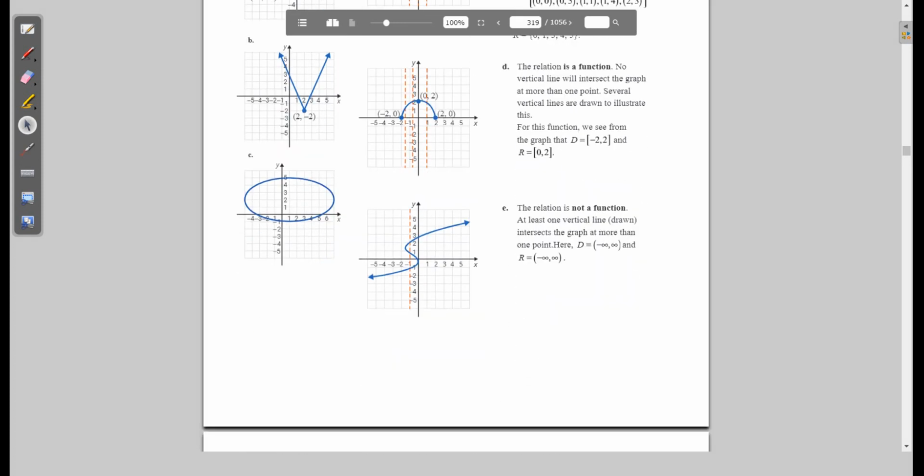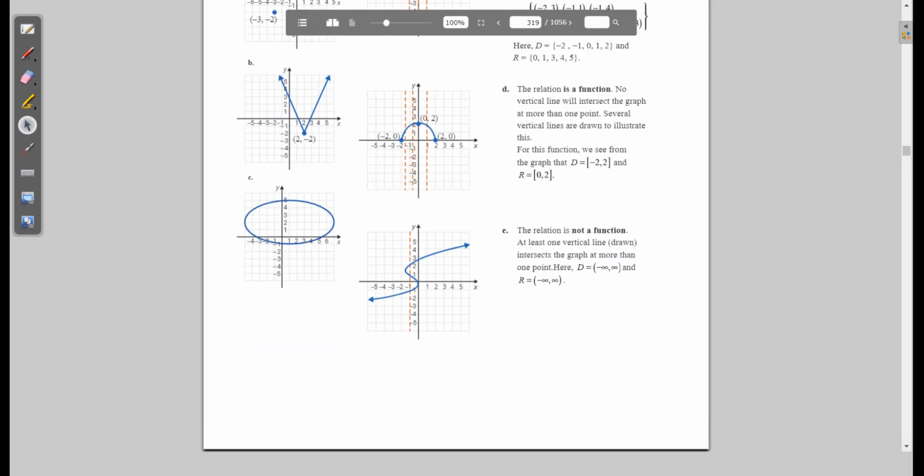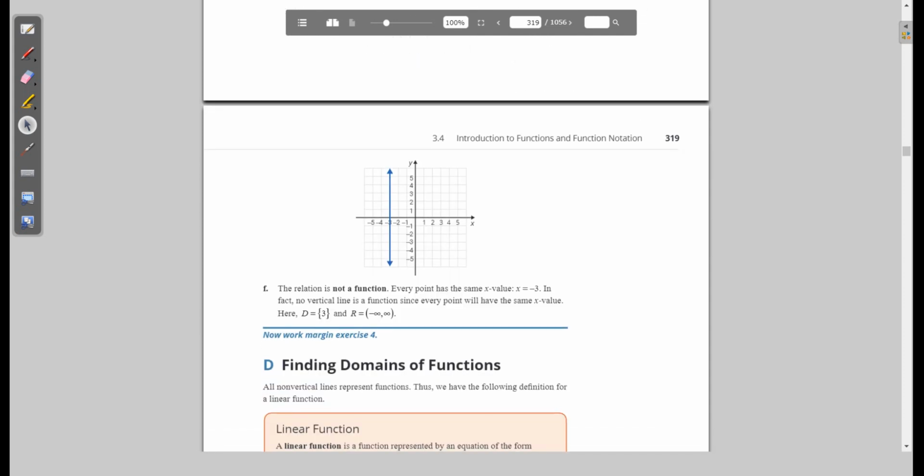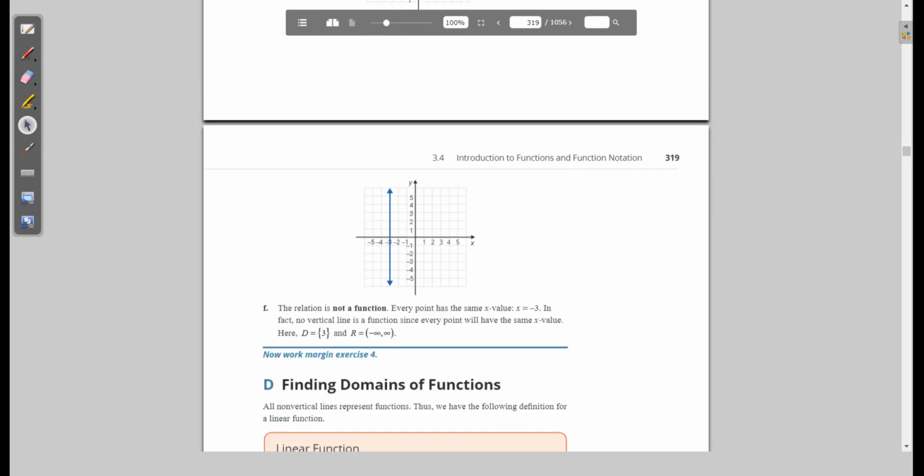And this one, I guess that's E, is obviously not a function because we can cross it in more than one place. And I guess this is F. This is also not a function because, well, we can read that every point has the same value. Okay, we have multiple x's, right? Not just 2 this time. We have multiple x's, and they're all at -3.